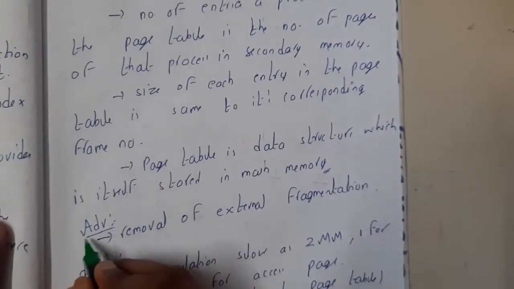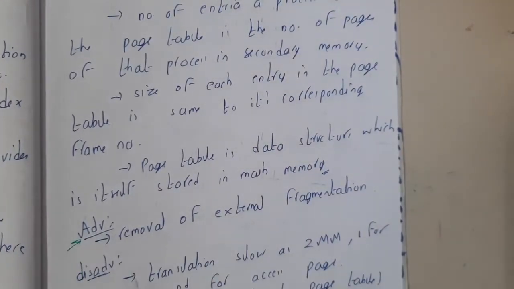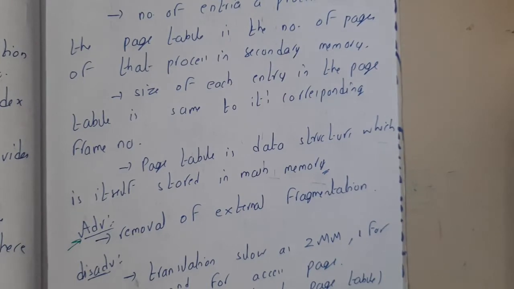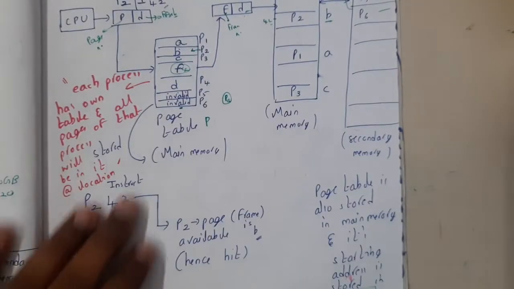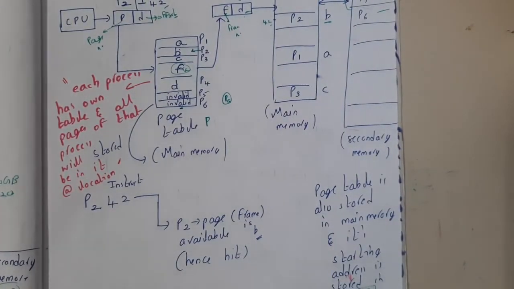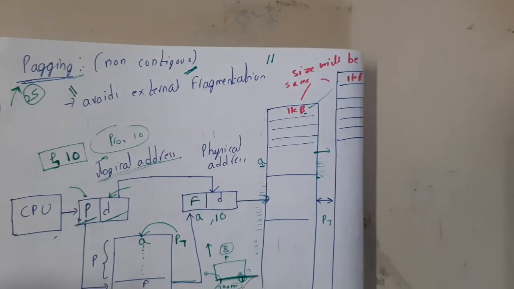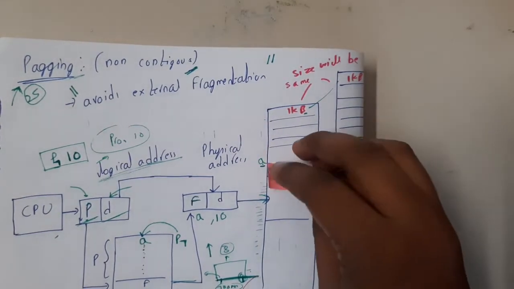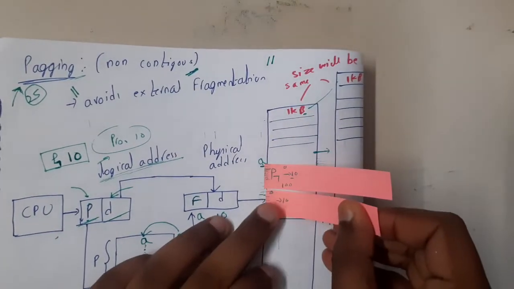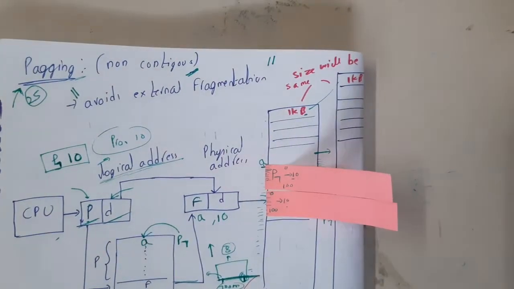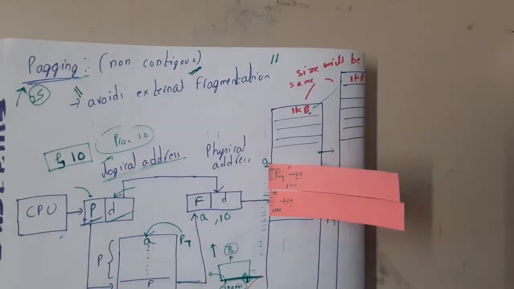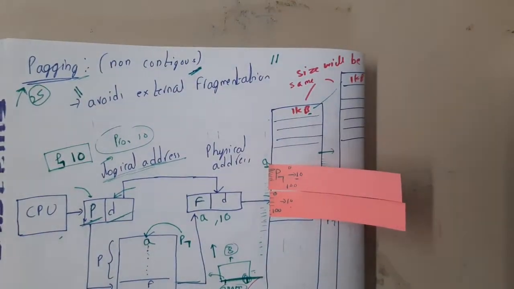Now the major advantage here is that it is completely going to remove external fragmentation. Few students will ask for proof that the external fragmentation is gone. So let us take a simple example. Assume that there are only two slots in this particular main memory or physical memory. So what will happen if there are only two slots, guys?